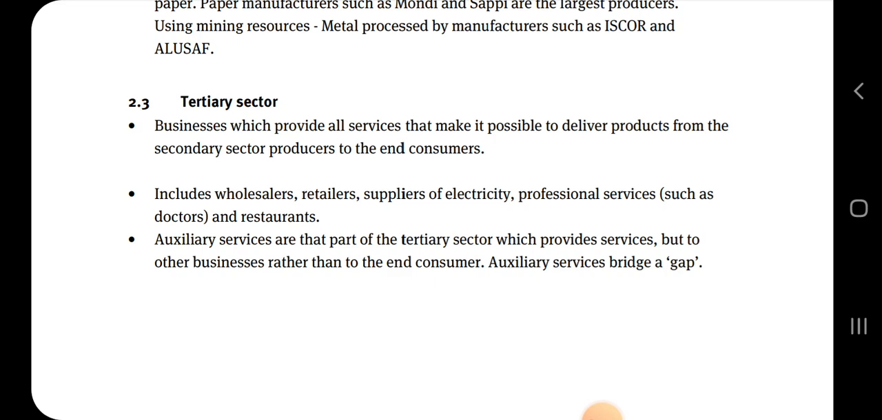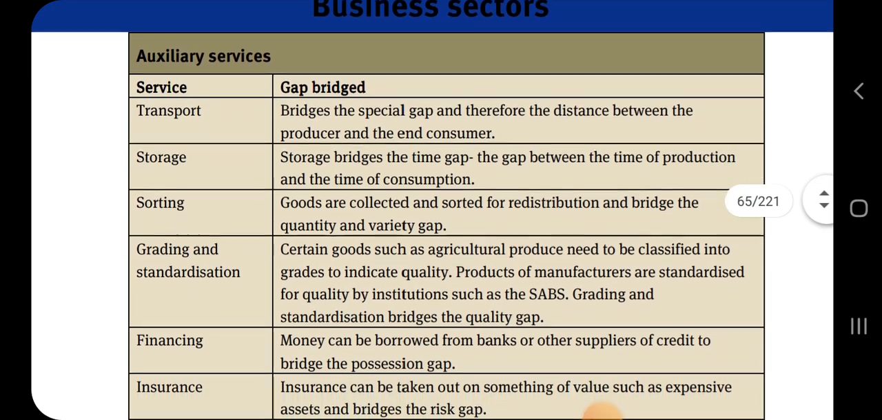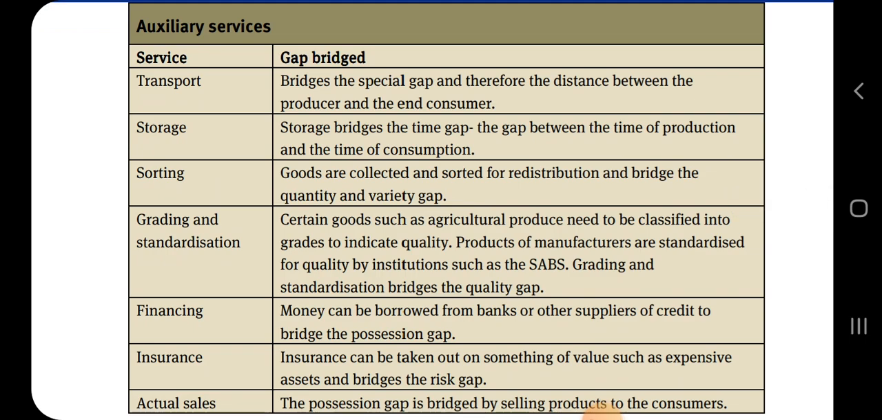Auxiliary services are that part of the tertiary sector which provides services to other businesses rather than to the end consumer. Okay, so auxiliary services provide a service to businesses rather than the end consumer. Know that they can ask that as a true or false question. And then for auxiliary services, the services bridge the gap. So there's transport in auxiliary service, storage, sorting, grading and standardization, whereby you hire someone to grade your goods. That is an auxiliary service.